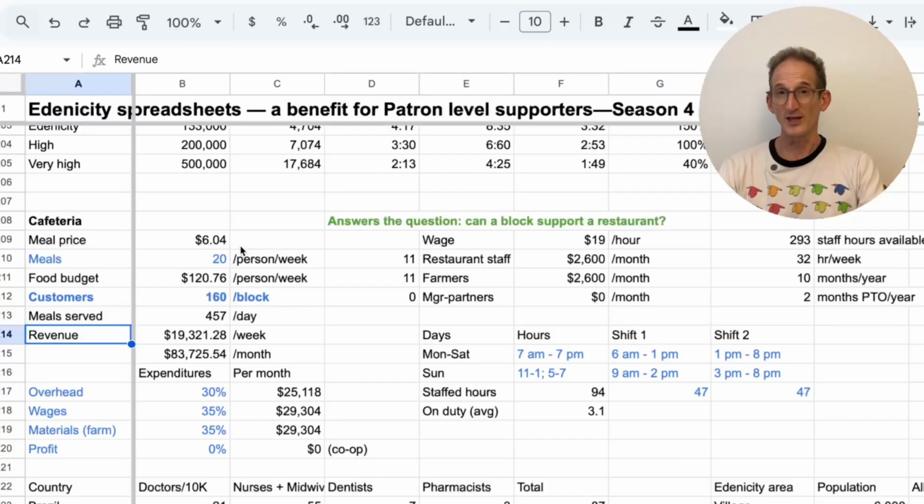So I'm assuming that people are getting 100% of their meals at this cafeteria at a food budget that's a little high, $120 a week, but well within the budget of any of the workers at these restaurants. And of course, they probably get some free meals per shift. So Edenicity's garden-to-café system is robust and would support the workers and would be affordable and convenient for residents.